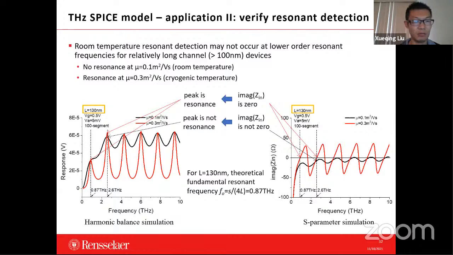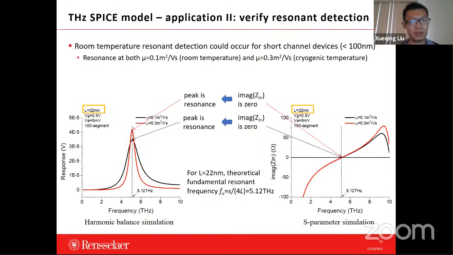And this simulation shows that the room temperature resonant detection may not occur at lower order resonant frequencies for relatively long channel devices. But for shorter channel devices, the room temperature resonant detection could occur. This slide shows an example of the 22 nanometer channel length. For both the low mobility and high mobility cases, the imaginary part of the input impedance is zero, which means the peak is resonance. And also the simulated resonant frequency agrees very well with the analytical resonant frequency.